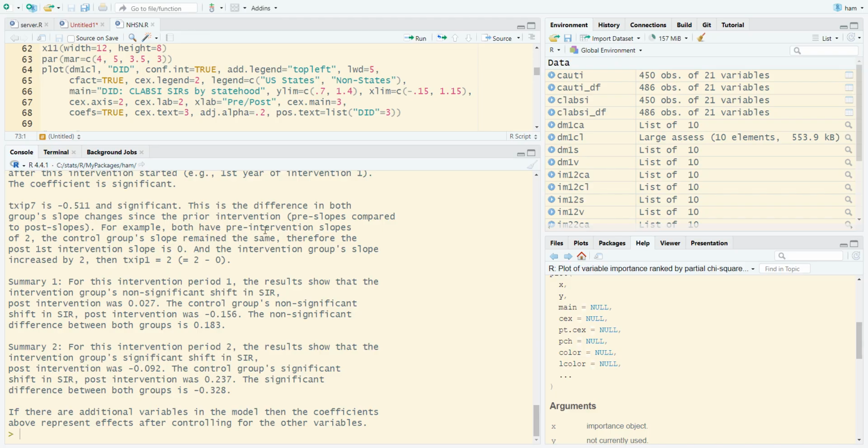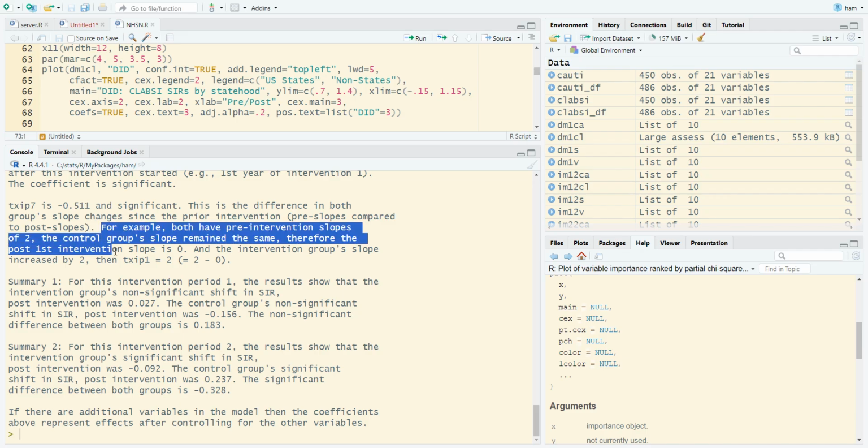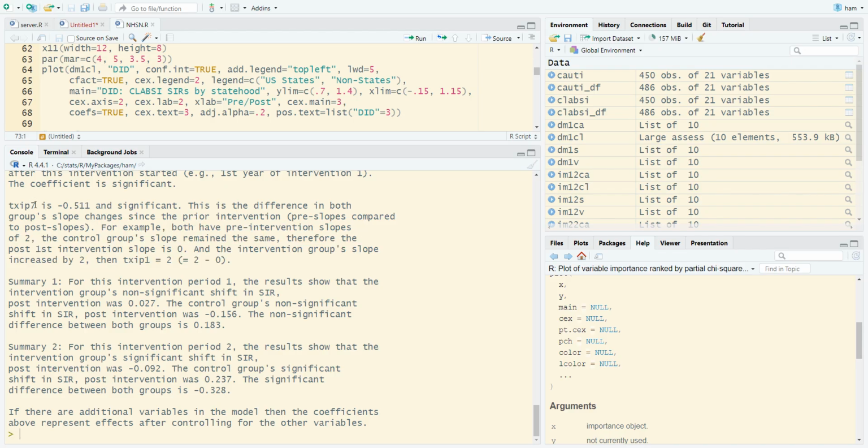For example, both have pre-intervention slopes of, and this is a hypothetical just to explain how to interpret that in general, both have pre-intervention slopes of 2. In this hypothetical example, the control group slope remained the same, therefore the first intervention slope is 0, and the intervention group slope increased by 2. Then TXIP1 equals 2, and that's 2 minus 0. And that's how we would generally calculate each of these different values when we're looking at these TXIP variables.